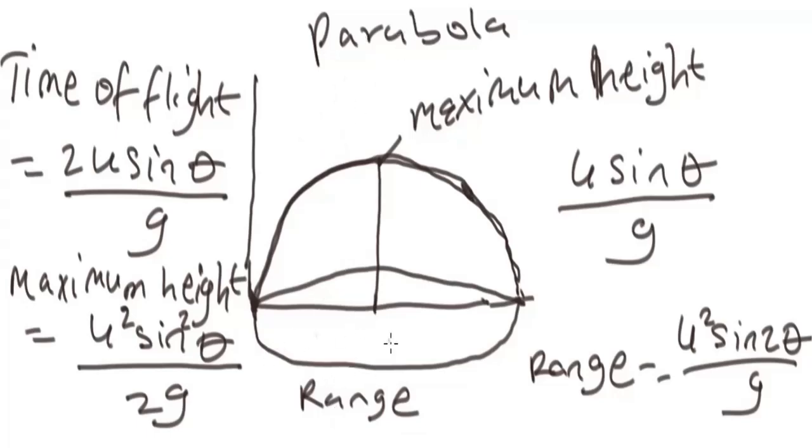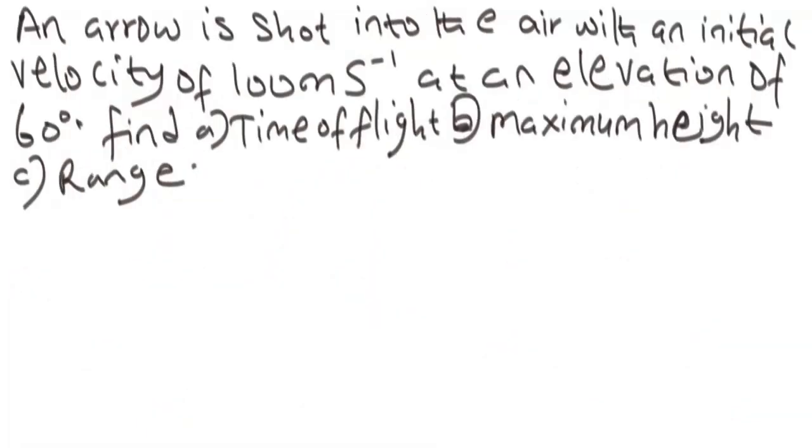Alright, so let's wipe this now and look at some calculations on this. Okay, so we have this problem. It says an arrow is shot into the air with an initial velocity of 100 meters per second at an elevation of 60 degrees. Find time of flight, maximum height, and range. Let's begin with time of flight.